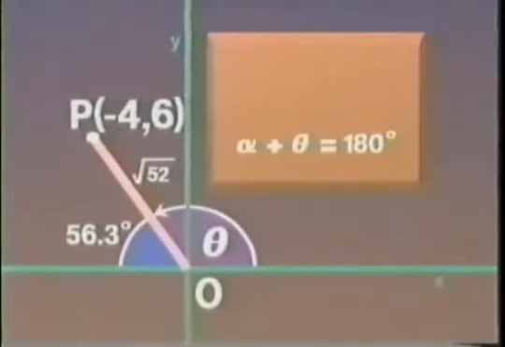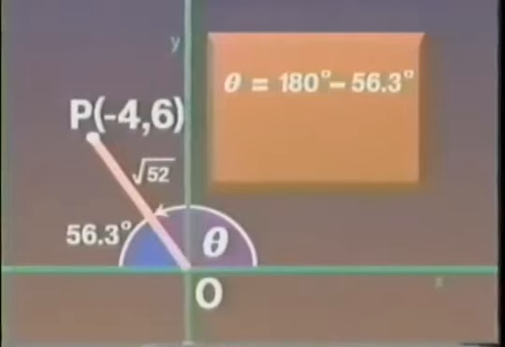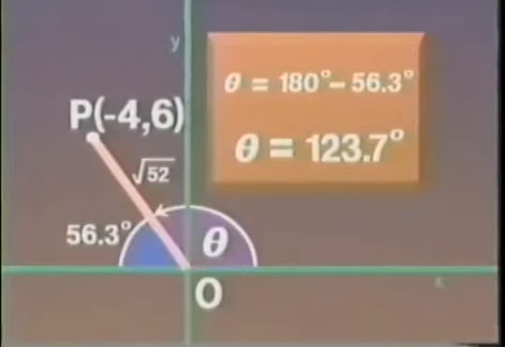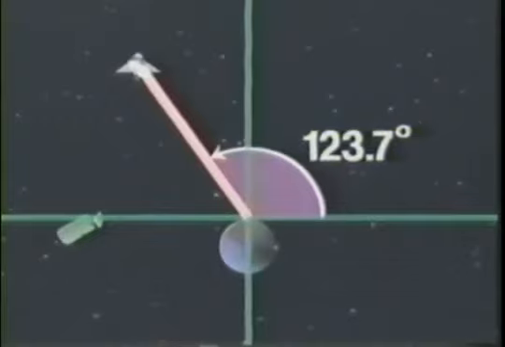Alpha and theta together add up to 180 degrees. So theta equals 180 minus 56.3, or 123.7 degrees. This is the angle the boys can use to correct their course.